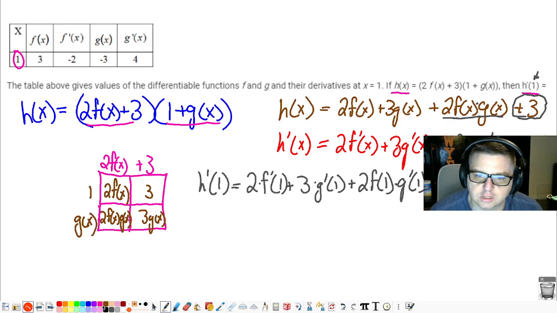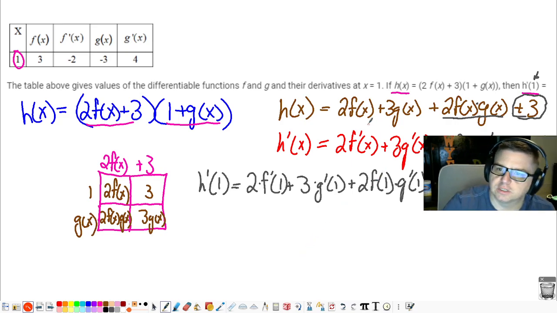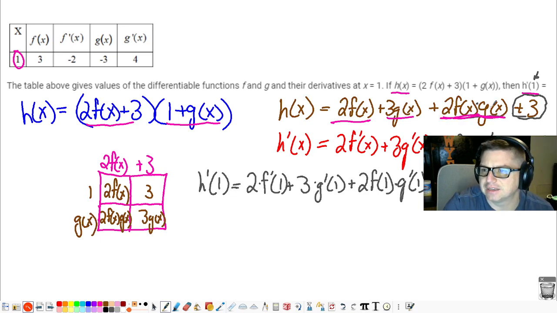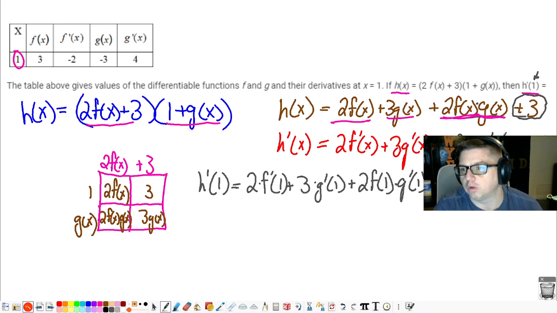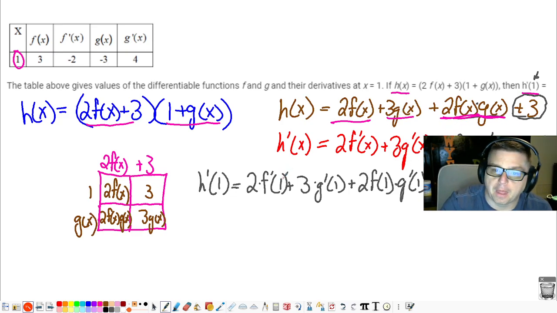I know it looks confusing, but once again, if we just take the derivative piece by piece by piece, this was the challenging one, but you just put the derivative, and then we have a product rule. And then when we do this, just plug in what the value is.